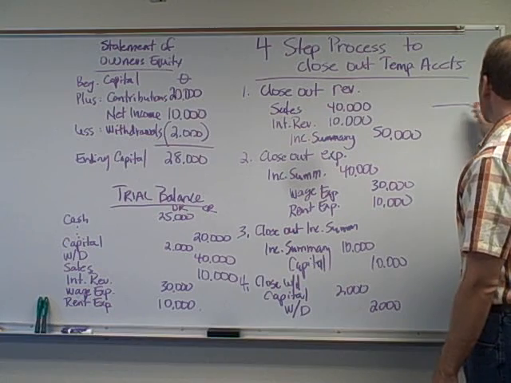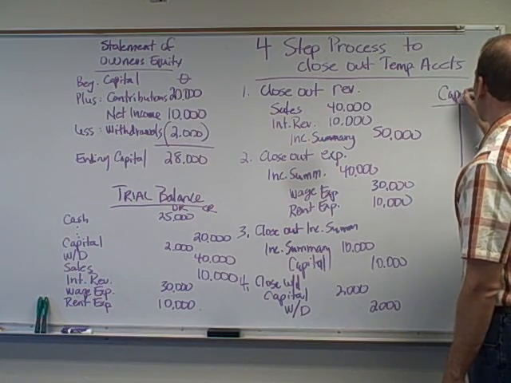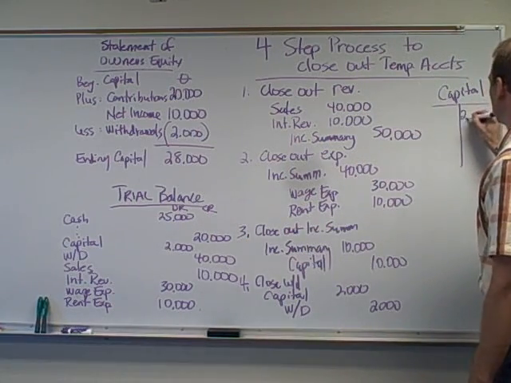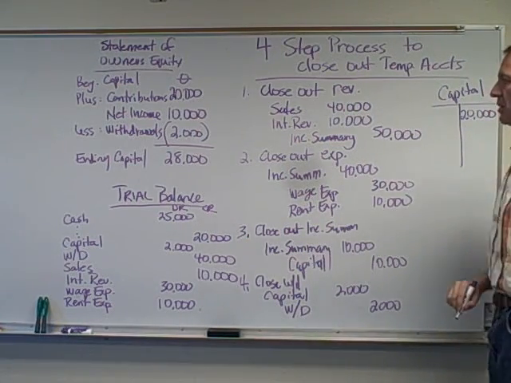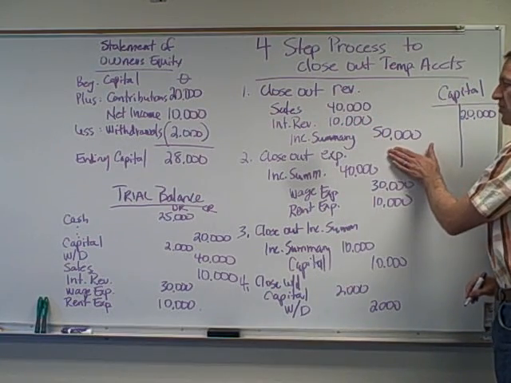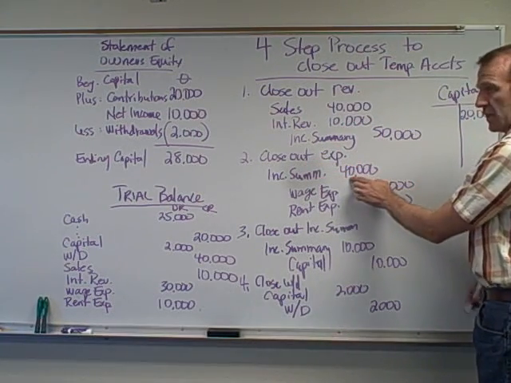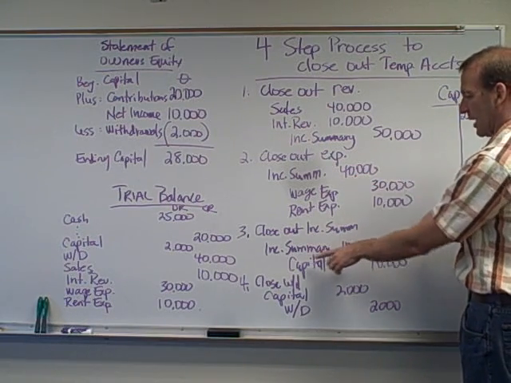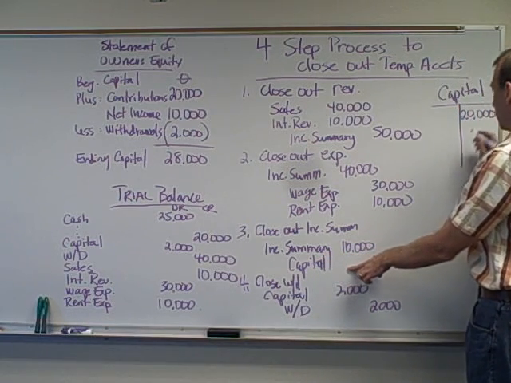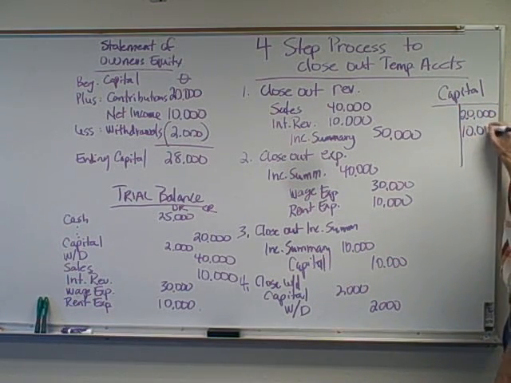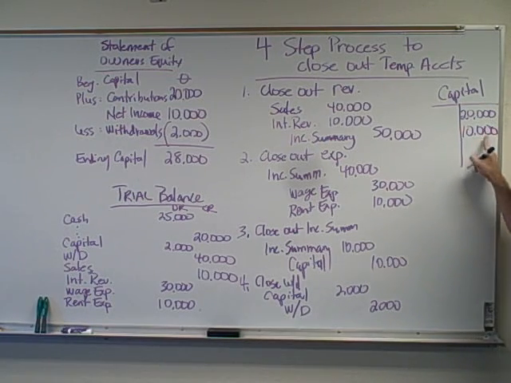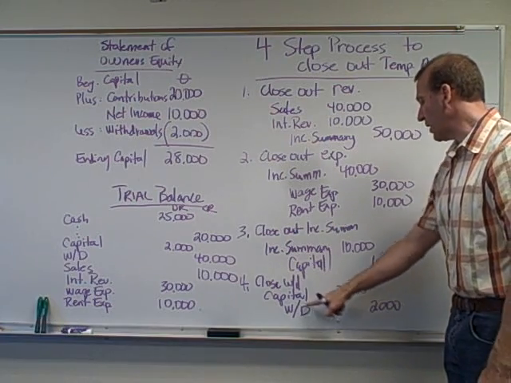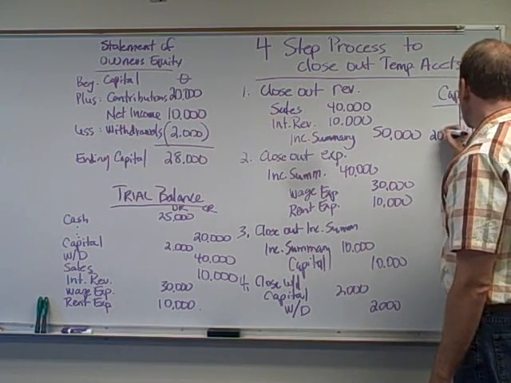Now let's take a quick look at a T account here. Our capital account had a balance of $20,000. So there's the $20,000 in the capital account. We closed out our revenues to income summary. We closed out our expenses to income summary. So here are our two income summaries, credit, debit. Now we close out our income summary to the capital account. So look, there's our net income going into the capital account. And now the fourth step is to close out the withdrawal account. We debited the withdrawal account, $2,000.